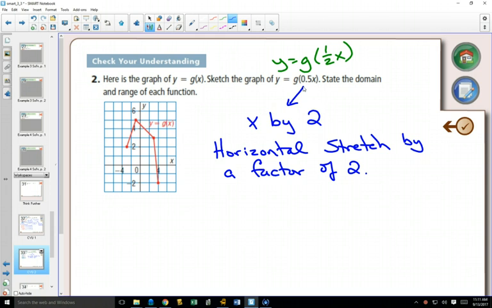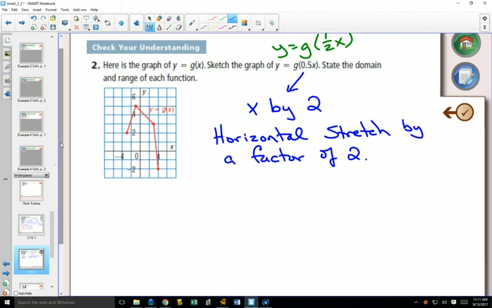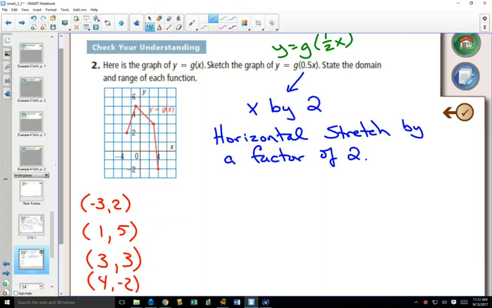And this one, we do have some things to the left and some things to the right. So we know that x has to be multiplied by 2. We have 4 key points on this graph. If we label all of those points, we have -3, 2 going from left to right. We've got 1, 5, 3, 3, and 4, -2. Again, the scale on this graph doesn't go by 1s horizontally. It's going by 2s horizontally. So just be careful with that.